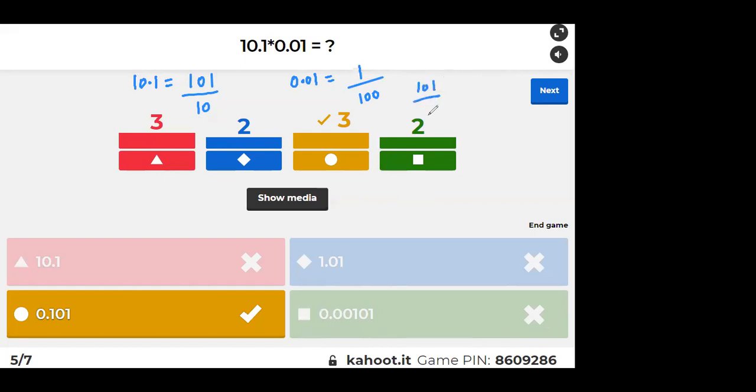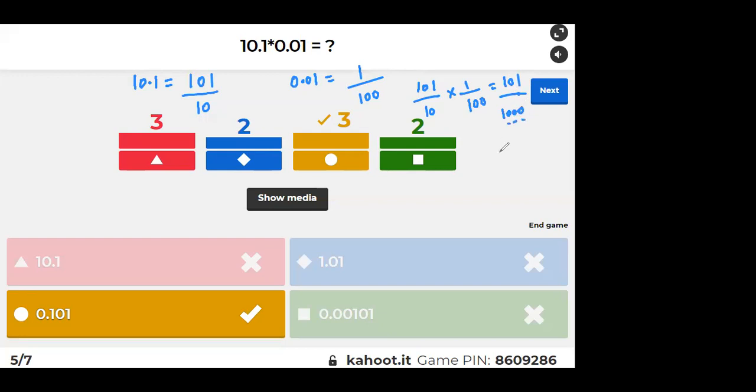Right? Now, what we are doing, we are actually multiplying these two, 101 by 10 into 1 by 100. Now tell me, what is 101 into 1? It is 101 only. And what is 10 into 100? Tell me, Vihan. Very good, correct. Very good, Tanushri. It is 1,000. So how many digits? 3 zeros.